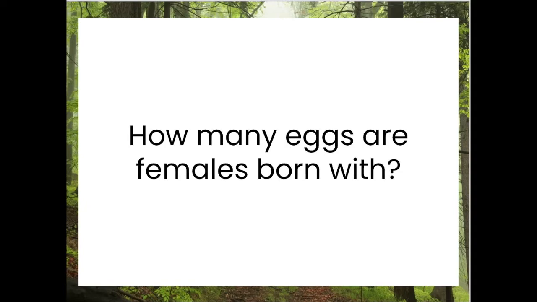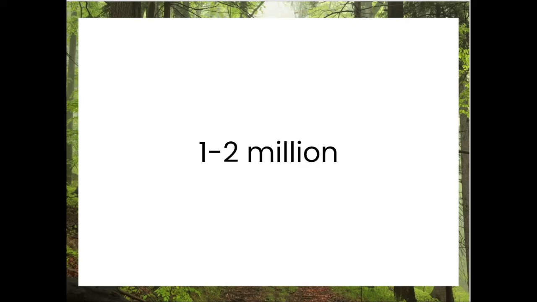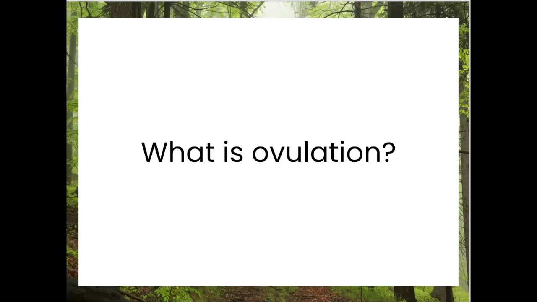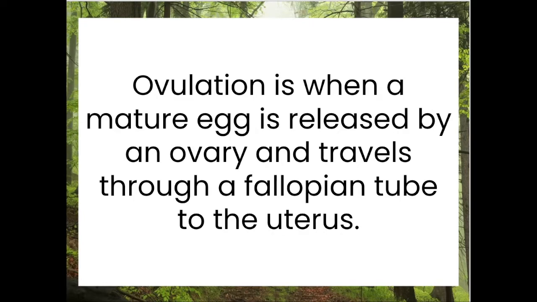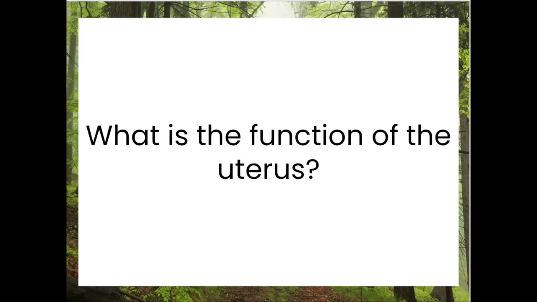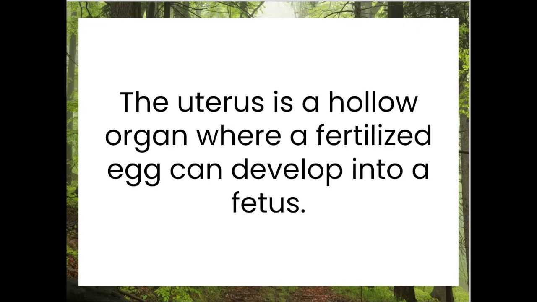How many eggs are females born with? 1 to 2 million. What is ovulation? Ovulation is when a mature egg is released by an ovary and travels through a fallopian tube to the uterus. What is the function of the uterus? The uterus is a hollow organ where a fertilized egg can develop into a fetus.